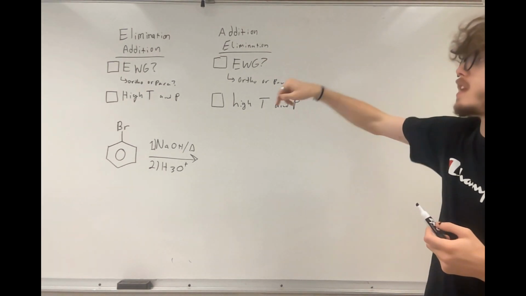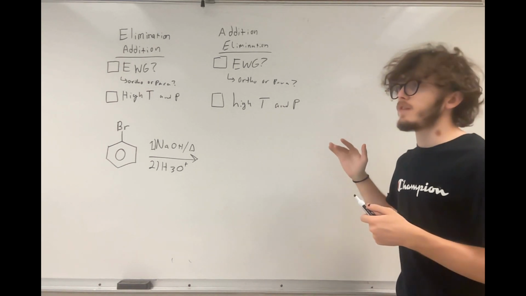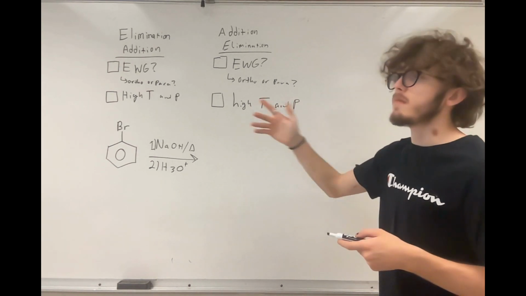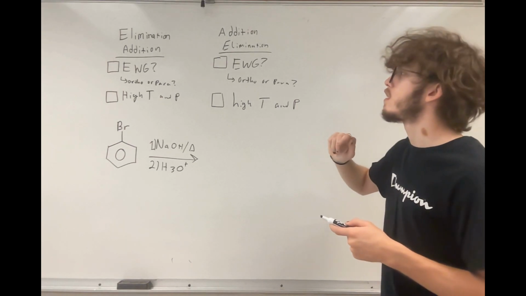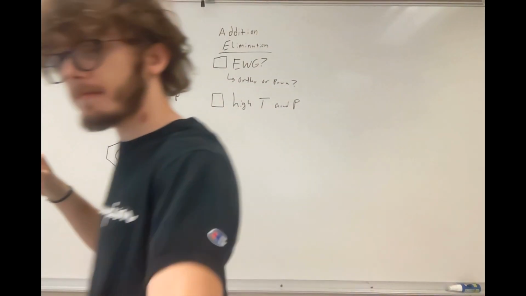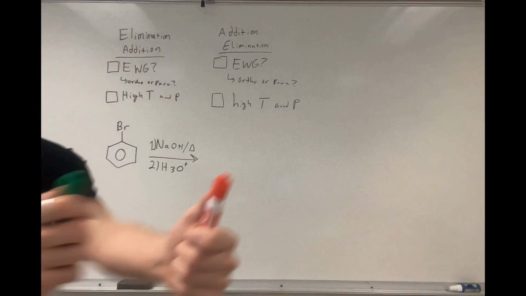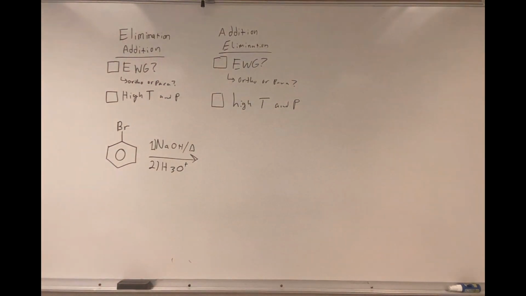The one is called elimination addition and the one is called addition elimination. And if you think about it, in one, elimination happens first, then addition. Okay, and then the other one is addition elimination. So, let's get out some nice handy markers here. Let's go through some criteria that we need for each one.